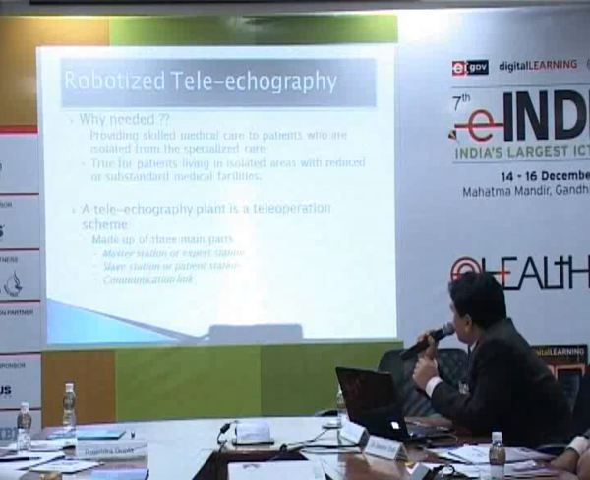Robotized tele-echocardiography. Echocardiography is again very highly specialized imaging for the heart, and patients who require very specialized care in remote areas, where access is not possible. So in these locations, we can use robotized tele-echocardiography.